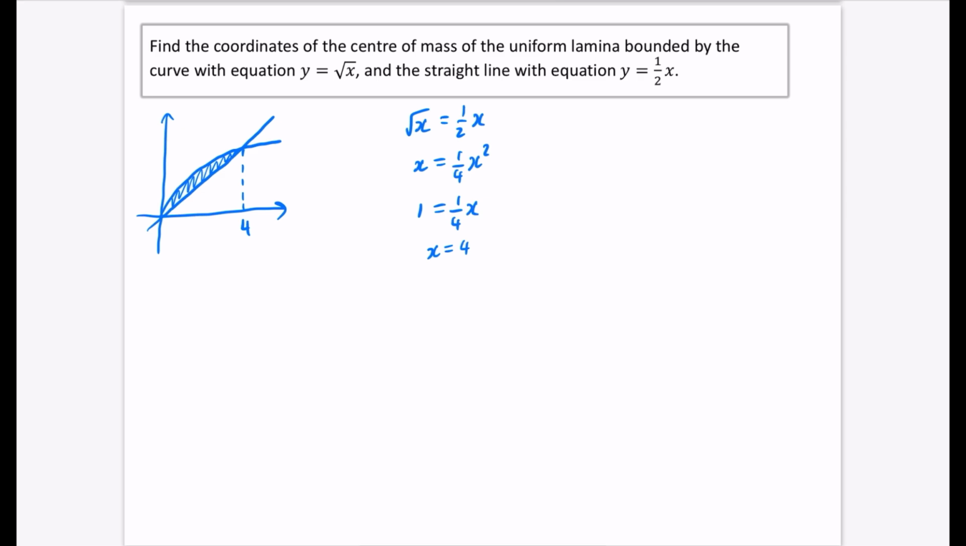Now let's just think really carefully about what this is going to look like, because normally when we're trying to find integration between two curves, we do the top curve minus the bottom curve that we've got here.